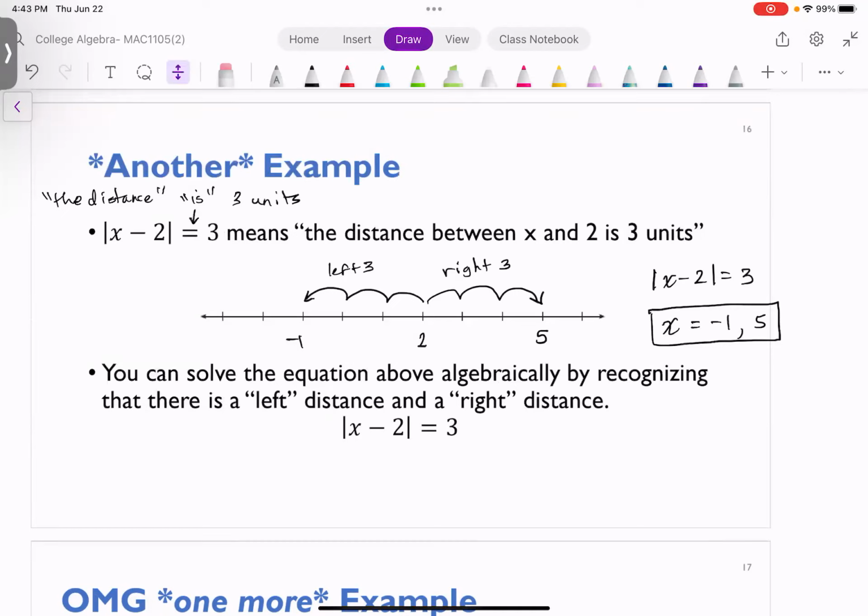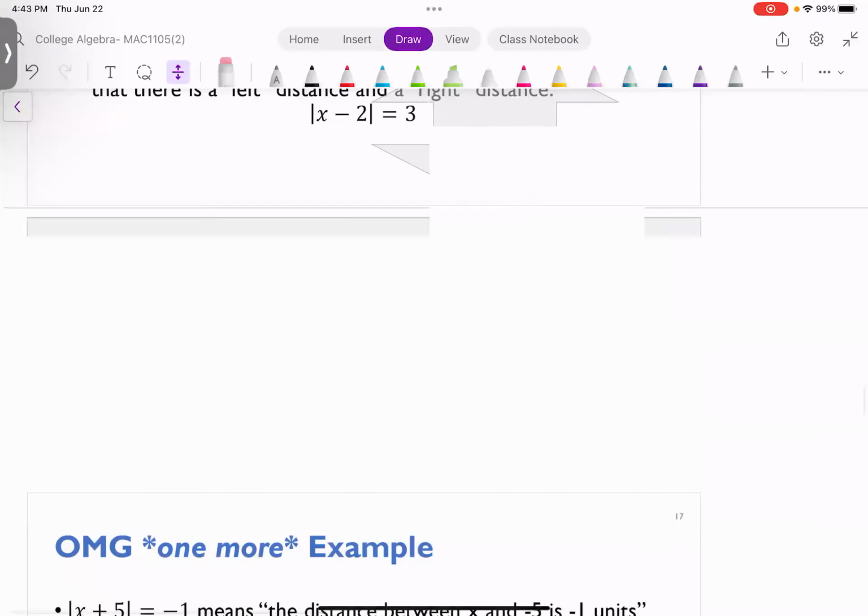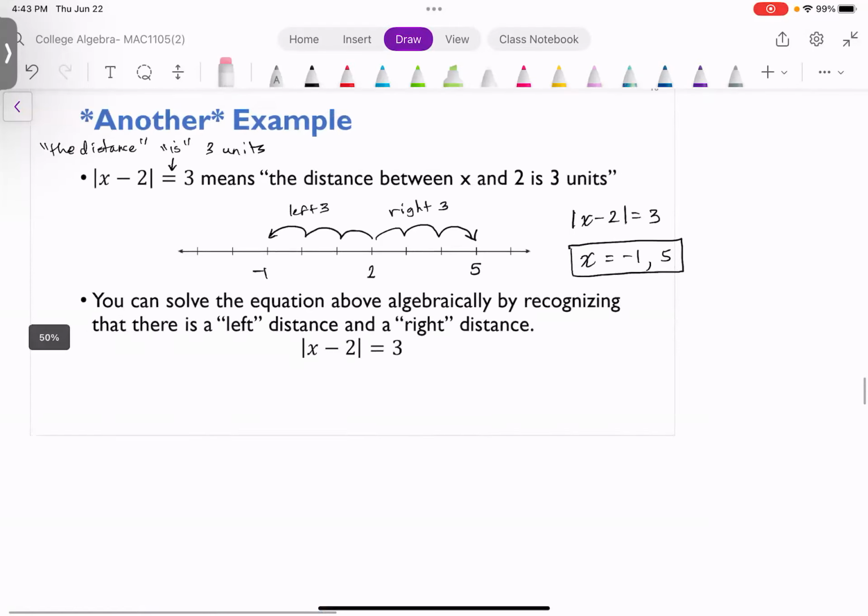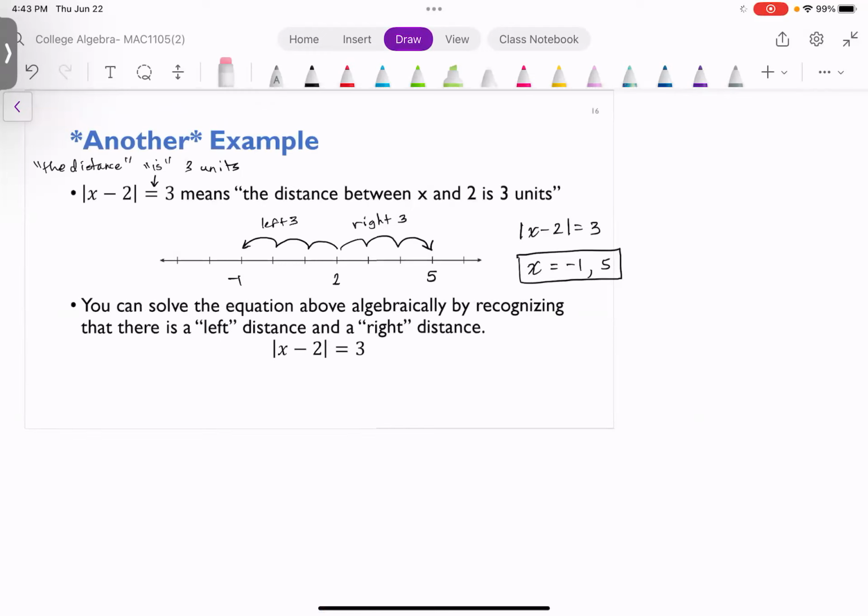Now, in the event that these get more complicated, they're not always easy to show on a number line. The logic always works, but sometimes they get more complicated to think about. So I want to talk about this while it's nice and simple, just to give an algebraic strategy for solving absolute value inequalities.